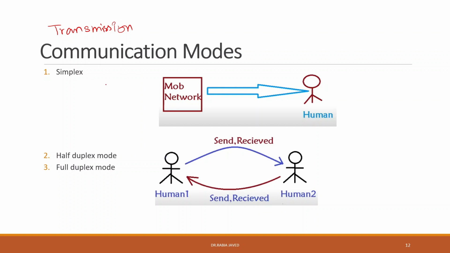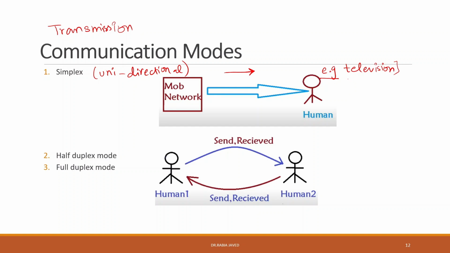In simplex data transmission, it's a unidirectional transfer of data, in which data transfers only in one direction. There is no receiving back. We have multiple examples. We can say television. In television, we just watch things. We cannot send data back to the television. So it is one-way transferring of data. That is an example of simplex data transmission.